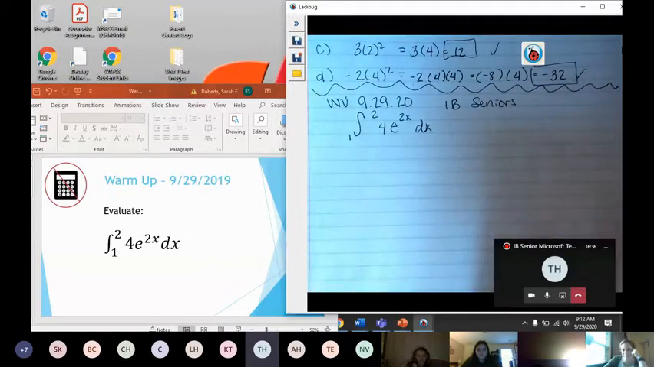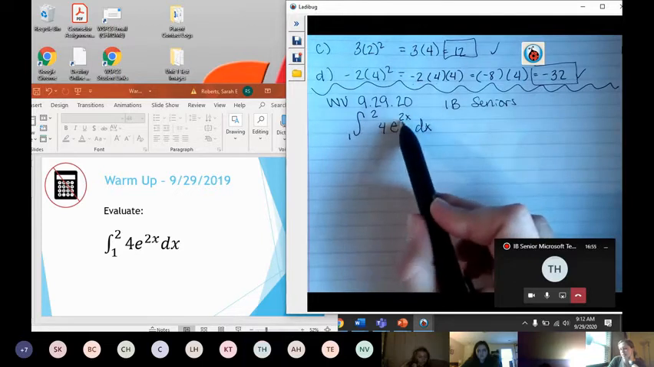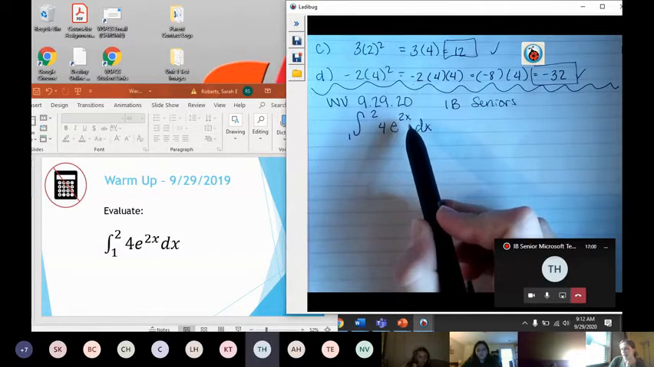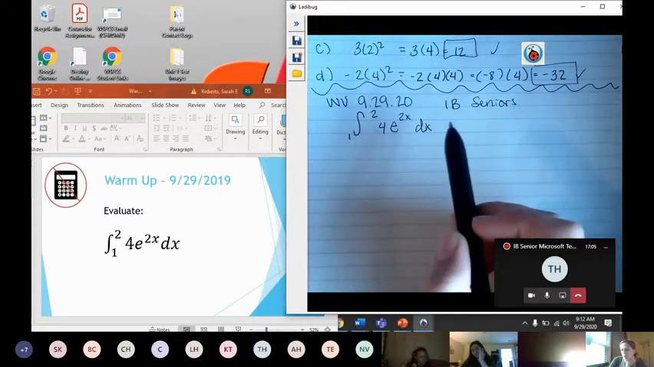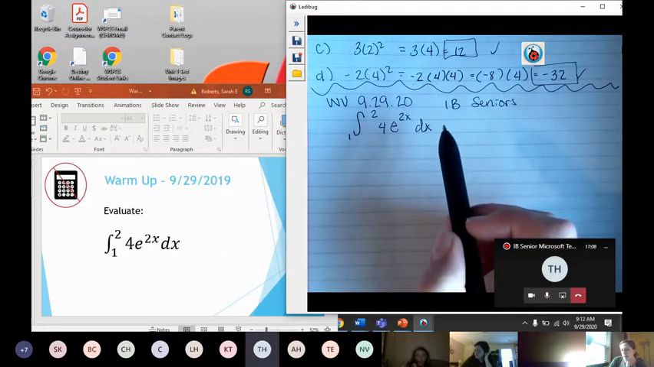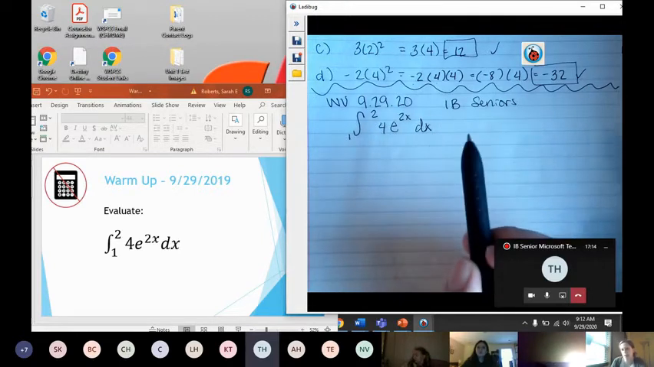You redistribute the 2x first. It's already as distributed as it can be. Okay. So, but what is this? Like, 2x itself is a function, right? It's a linear function. Yes. And it's inside of an exponential function. So what do we use to integrate functions inside of functions?